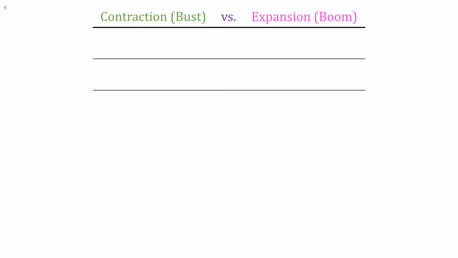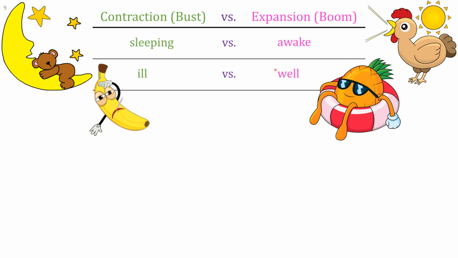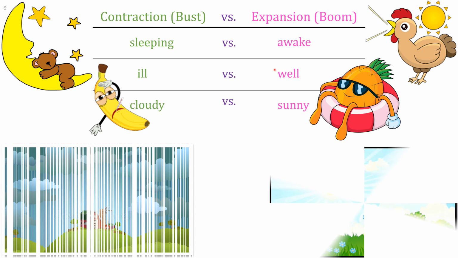You're going to love this. I'm going to give you some images to learn and remember this material better. Think of contraction as being sleeping and expansion as being awake. Think of contraction as being ill versus being well. Being cloudy versus being sunny.